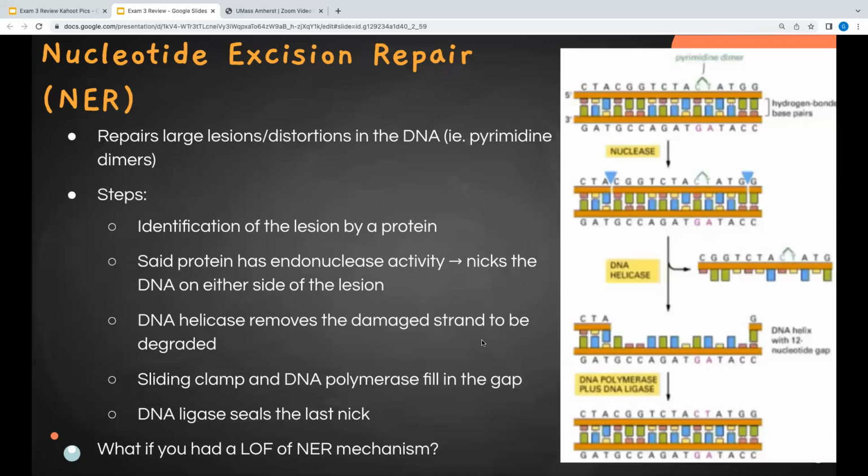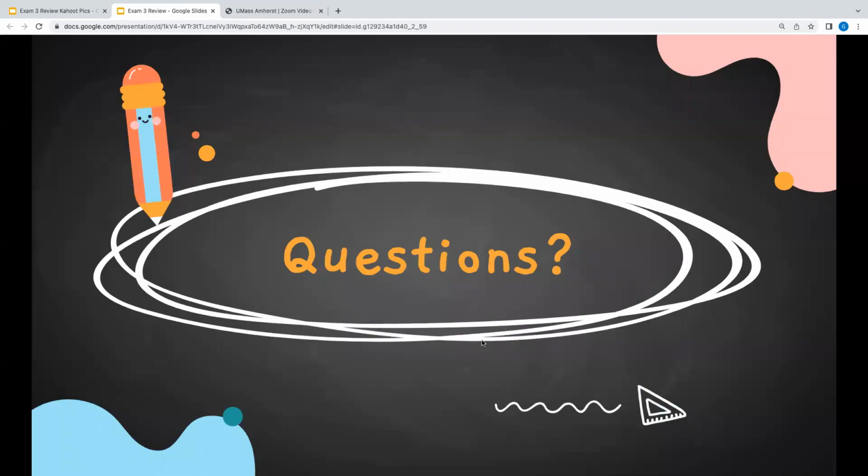We're not gonna deal with that. And so like MMR, we have this gap. How are we gonna fill it? DNA polymerase, blah, blah, blah. Hope you get it. Questions? We just kind of skipped through a lot. Okay.